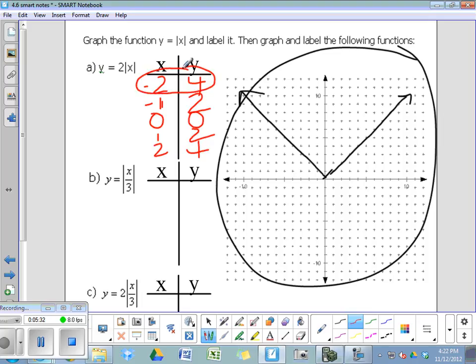Negative 2 comma 4. Negative 1 comma 2. 0, 0. 1 comma 2. And 2 comma 4. And as you can see, the red graph is going to be steeper and skinnier because of that dilation factor 2. It makes the rise 2 while the run is 1. So multiplying by 2, again, makes it taller and skinnier.